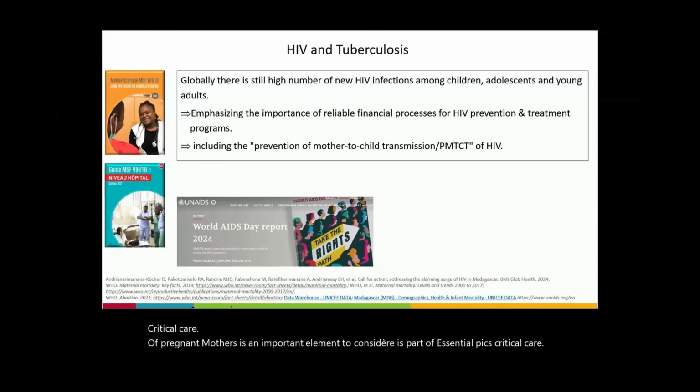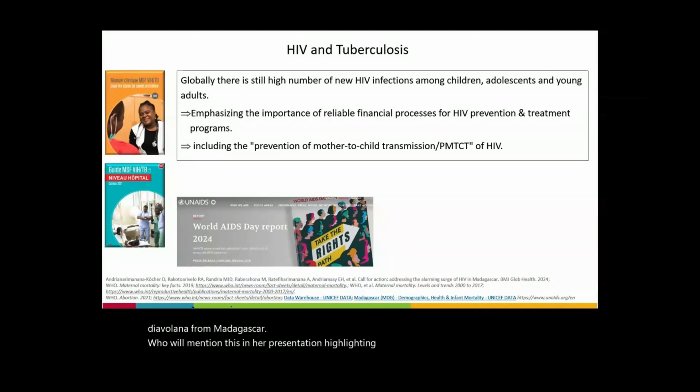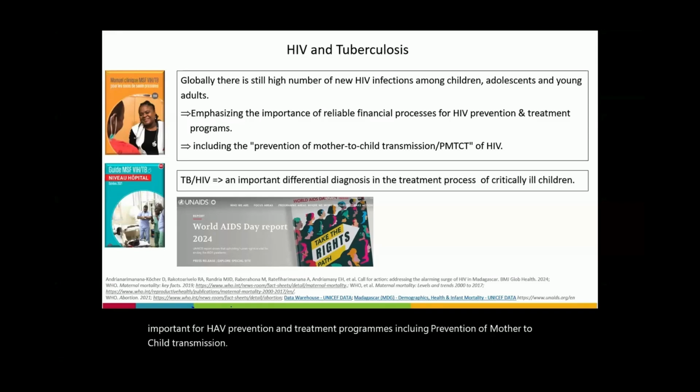HIV and tuberculosis. Globally, there are still high numbers of new HIV infections. Olana from Madagascar, who will mention this in her presentation, highlighting that reliable financial processes remain important for HIV prevention and treatment programs, including prevention of mother-to-child transmission. And HIV-TB, certainly an important differential diagnosis in the treatment process of critically ill children.